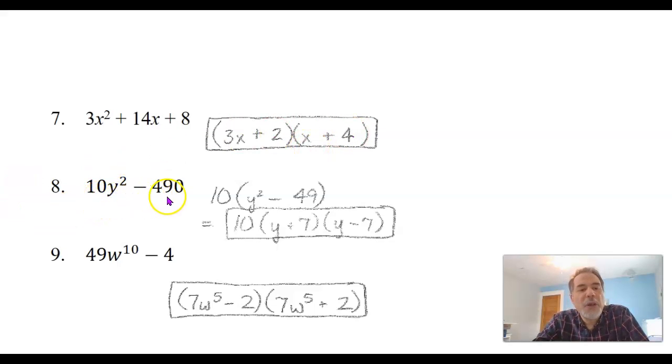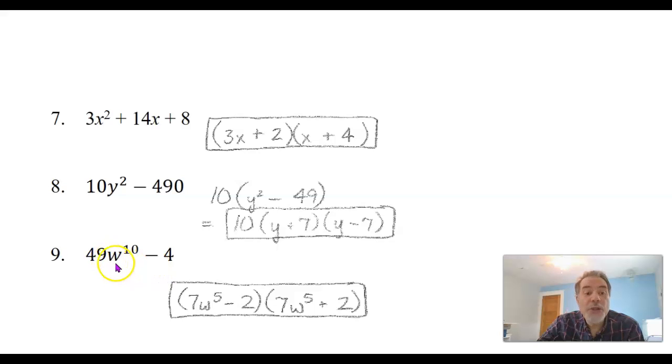Number 8, here there's a greatest common factor of 10. I can pull 10 out of these two terms so that it's 10 times y squared minus 49. And now y squared minus 49 is a difference of two squares. It's one of those special patterns you have to watch out for when you're factoring. One perfect square minus another, y squared minus 7 squared. So it breaks up into y plus 7 times y minus 7.